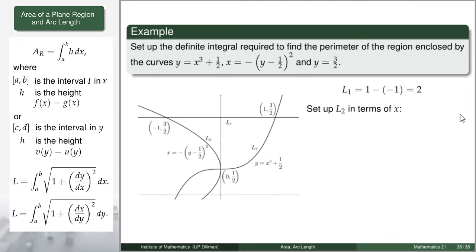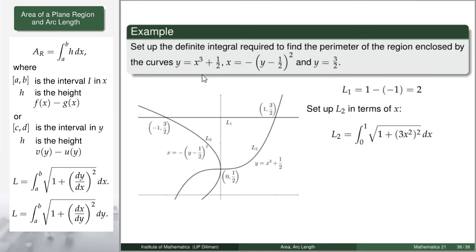Just like before, I will look at the limits of x here. Since I started here, the x value is 0. I ended here, x value 1. So this will be from 0 to 1. And then I'll have a square root now of 1 plus. I'll get the derivative of this. It's already isolated, so dy over dx will just be 3x squared. And then I square it. Of course, I don't forget the dx to indicate that I am integrating with respect to x.